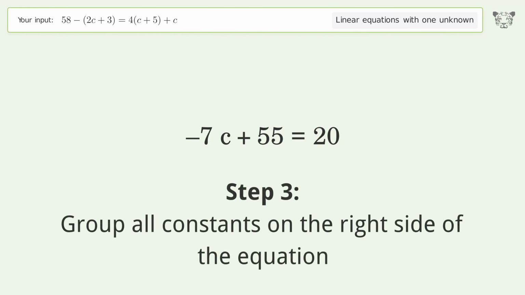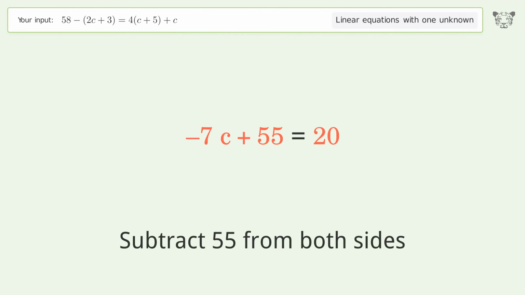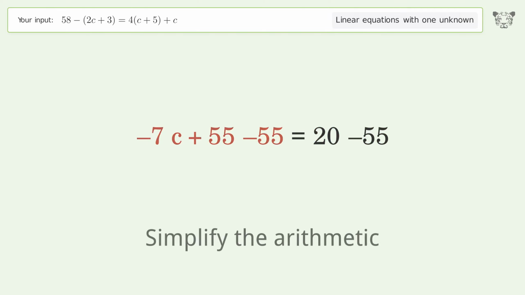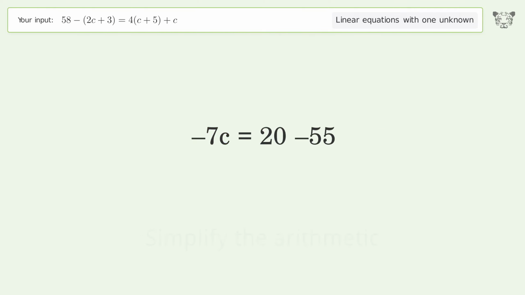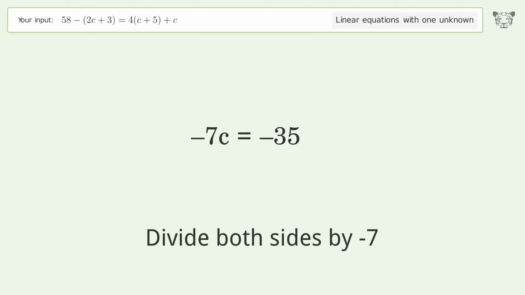Group all constants on the right side of the equation. Subtract 55 from both sides. Simplify the arithmetic. Isolate the c. Divide both sides by -7.